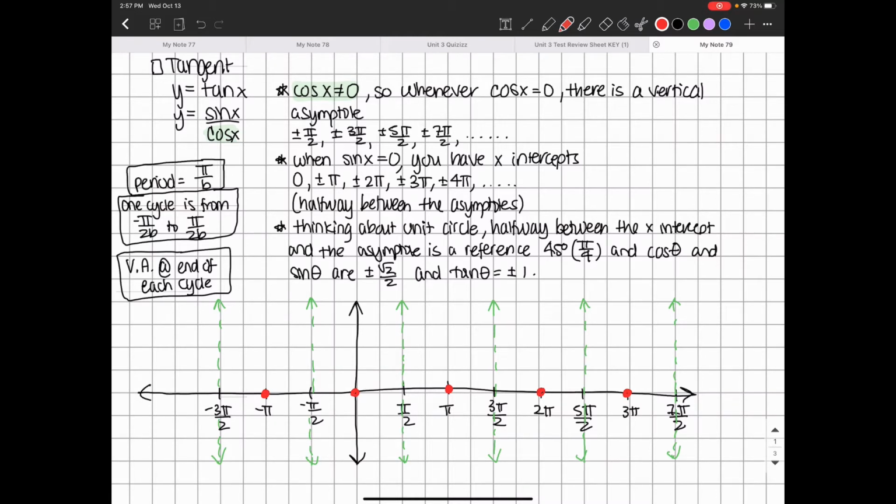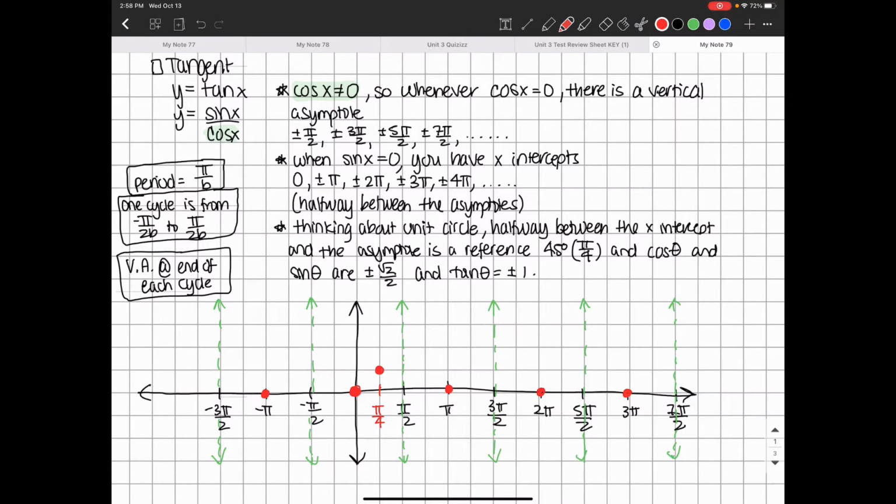The last thing, thinking about the unit circle: if I'm halfway in between 0 and pi over 2, I am at pi over 4. And I know for pi over 4, that's a 45-degree angle, and cosine and sine are both square root of 2 over 2. If I put those on top of each other, I get 1. So I'm going to be at this point.